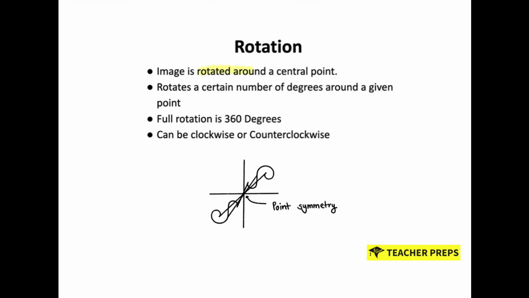The next type of symmetry is called a rotation. A rotation is when an image is rotated around a central point. Notice that the S is rotated around the origin. It can be rotated a certain amount of degrees. In this case, it was 180 degrees. If it had rotated 90 degrees clockwise, it would have been in quadrant 2, and if it had moved 90 degrees counterclockwise, it'd be in quadrant 4. A full rotation is 360 degrees. Again, a rotation can either be clockwise or counterclockwise.